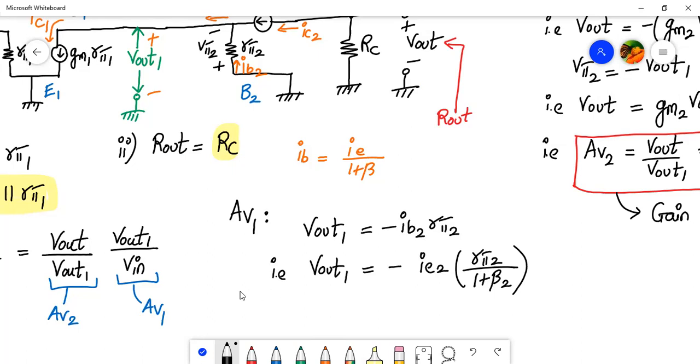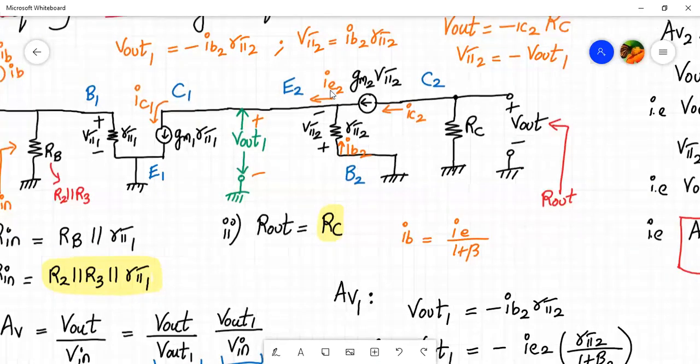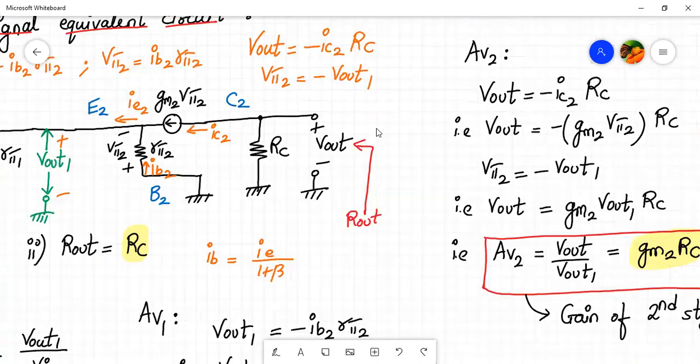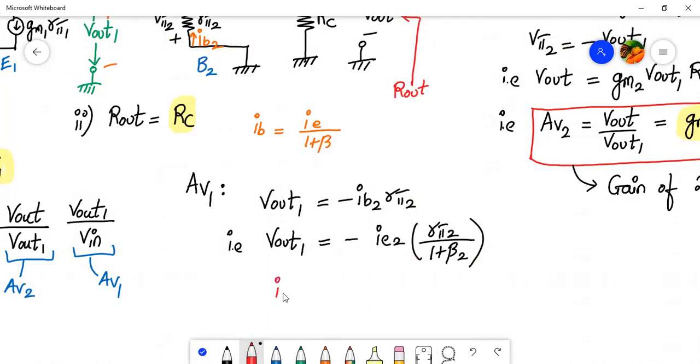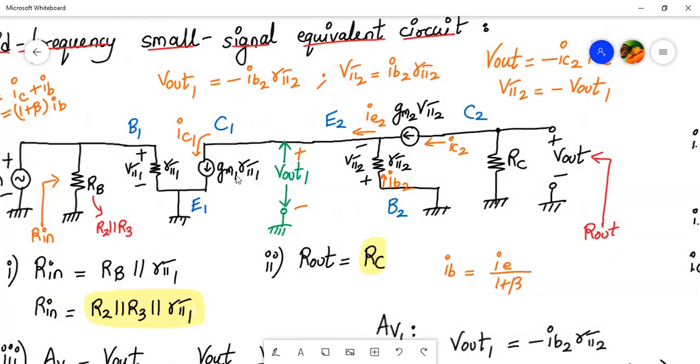Okay. Now, emitter current IE2 is basically IC1, correct? So what is IC1? Let me write over here further that IE2 is same as IC1. And what is IC1? IC1 is GM1 into V pi 1. Sorry, very sorry, I said R pi 1 earlier. This is GM into V pi 1. IC1 is GM1 into V pi 1.